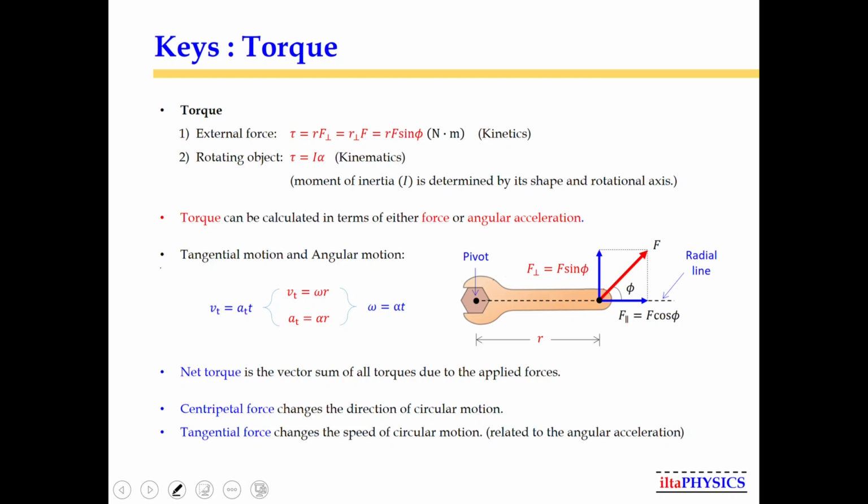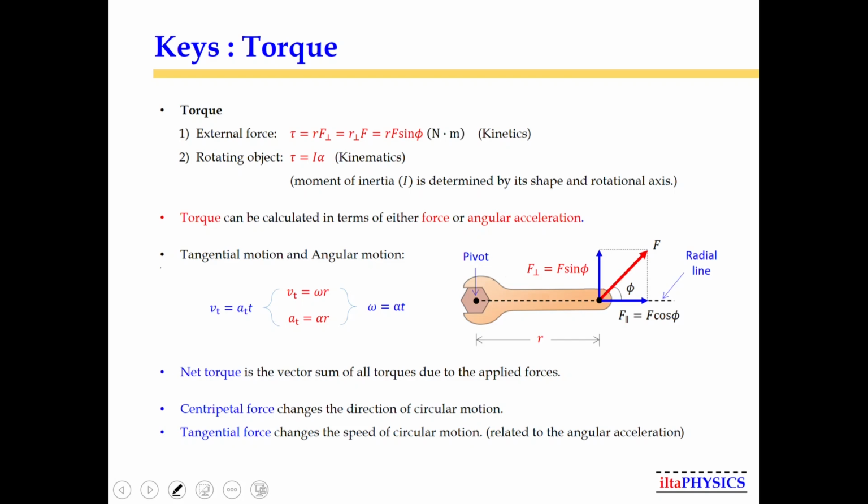Finally, another type of problem is when multiple torques act on a single object. When several torques are involved, the net torque acting on the object is calculated by taking the vector sum of each torque. By vector sum, I mean you must consider the direction as well as the magnitude.